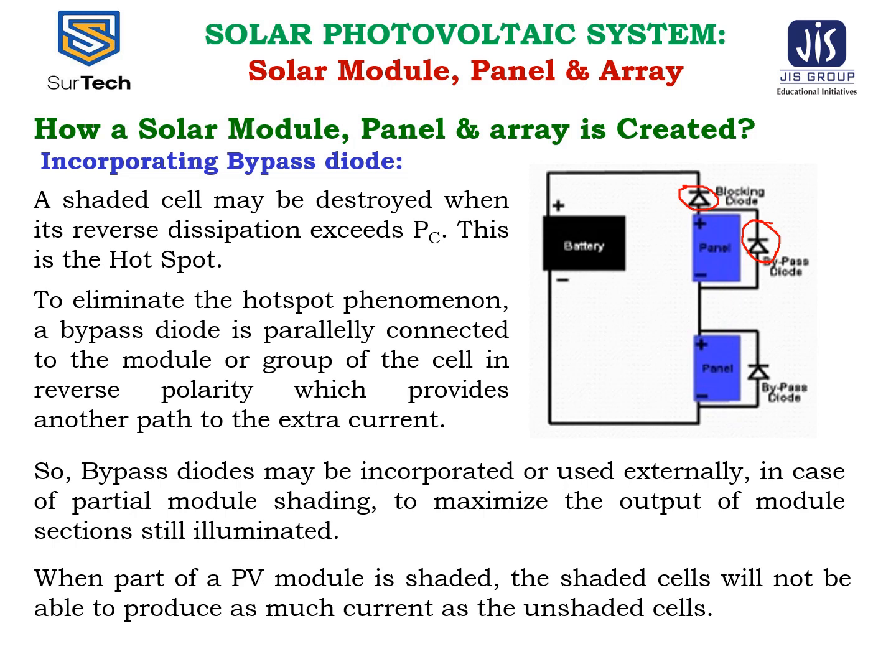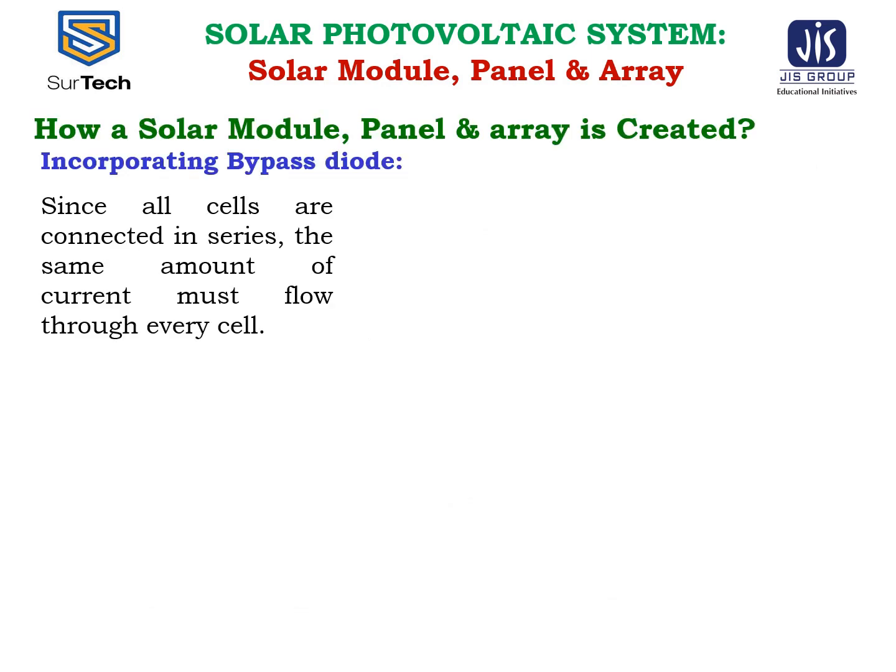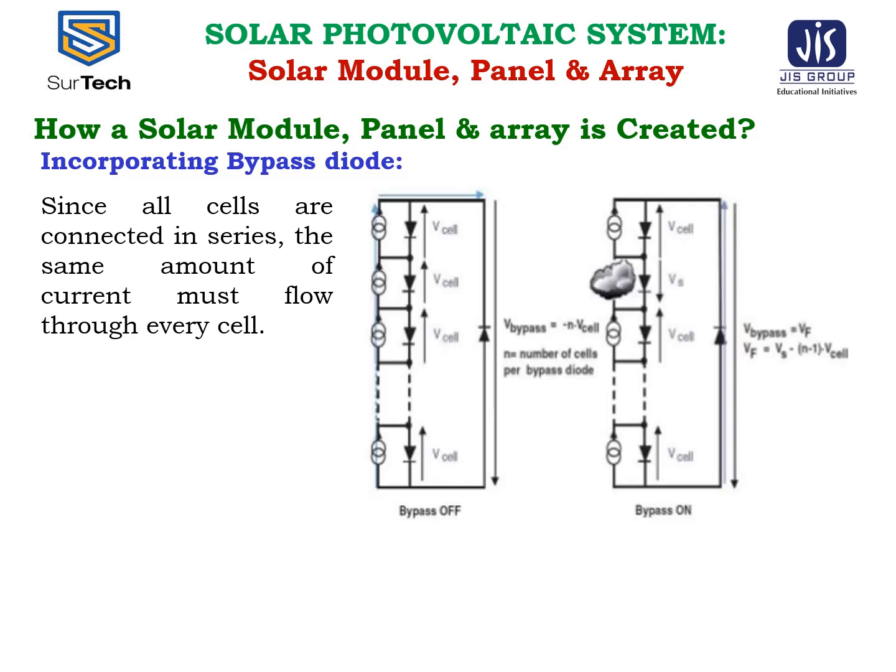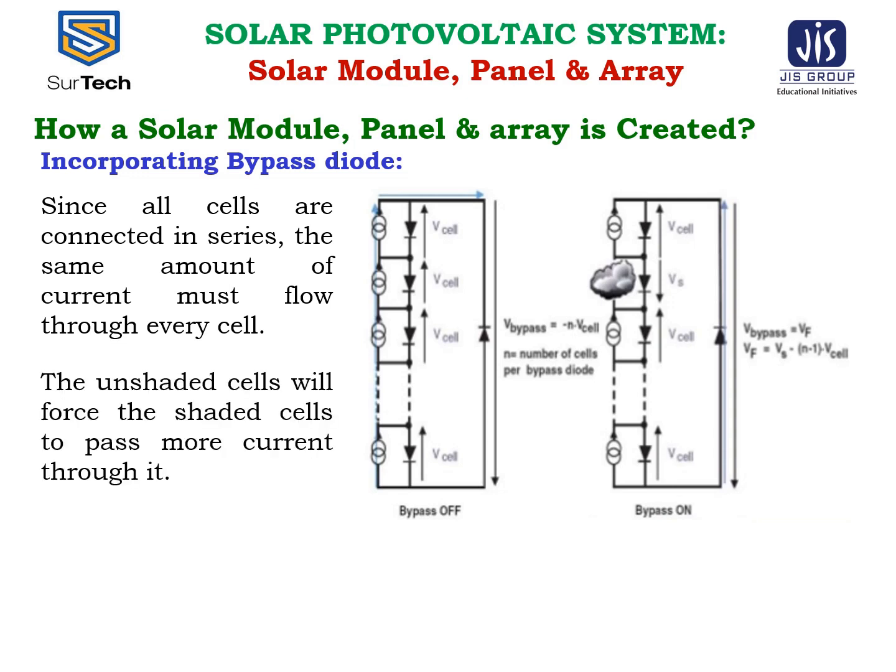If part of a PV module is shaded, the shaded cells will not be able to produce as much current as the unshaded cells. Since all cells are connected in series, the same amount of current must flow through every cell. The unshaded cells will force the shaded cells to pass more current through it.